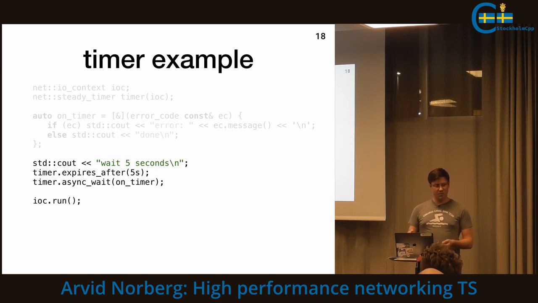Then we arm the timer to say it will expire in 5 seconds, and then we say async wait, so we wait on the timer. So far, nothing really interesting has happened, but then we call run on the IO context, and run will block, and it will keep blocking until there's no work to be done. And as long as there's an outstanding timer, that counts as work, and it will block until the timer fires.